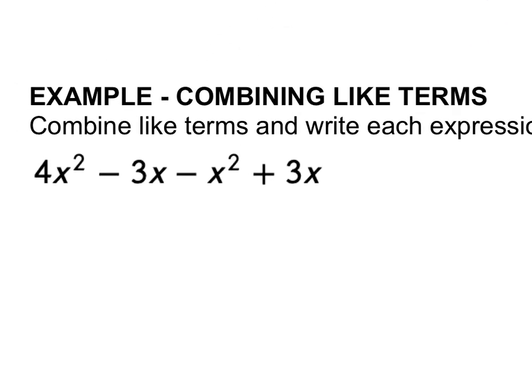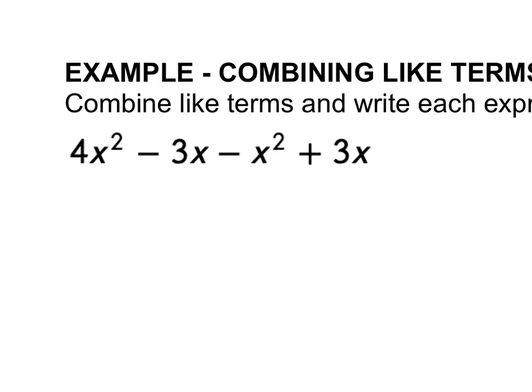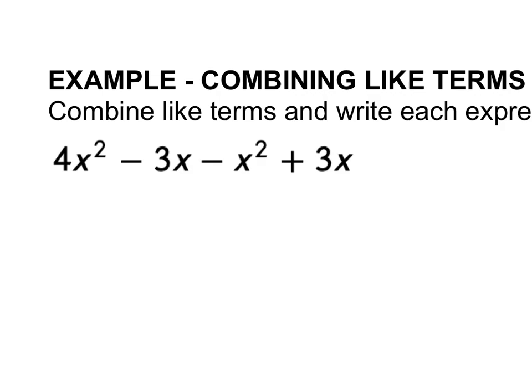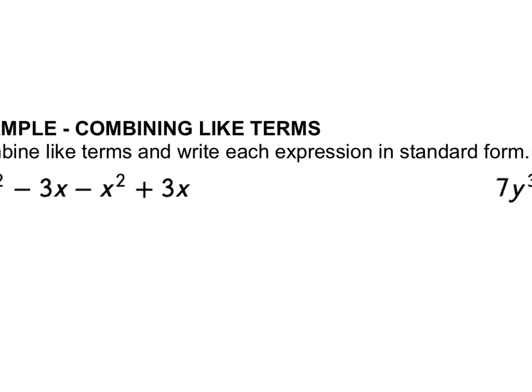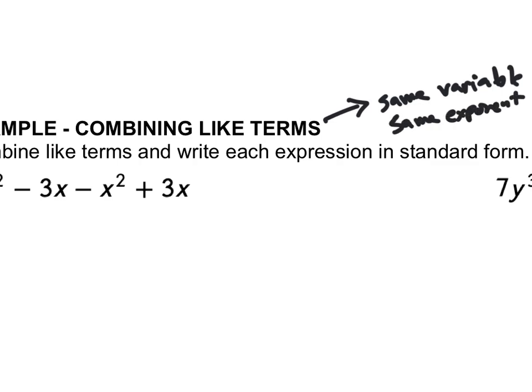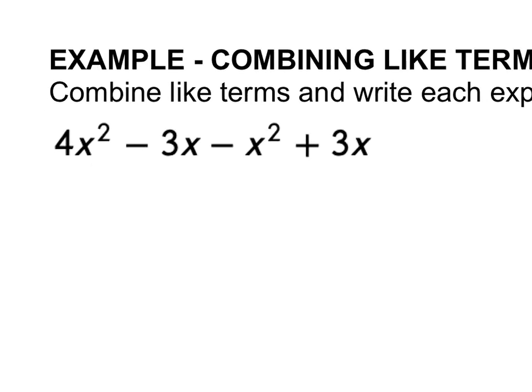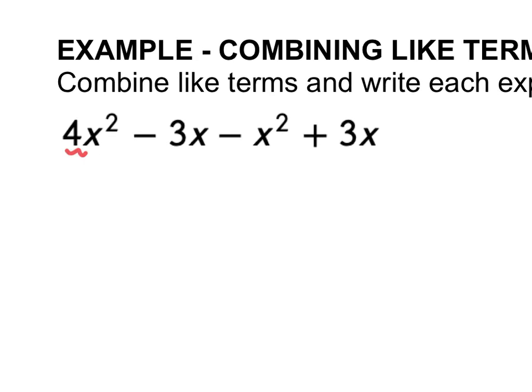All right, combining like terms. So combine like terms and write each expression in standard form. So combining like terms means, let me write this up here, I want to have the same variable with the same exponent. All right, and we've done this before with other kinds of terms, but what I want to think about is, okay, I've got x squared terms and x squared terms here. And all I want to do is add my coefficients. I want to add the numbers up front. Now, if there is no number, it's a 1.